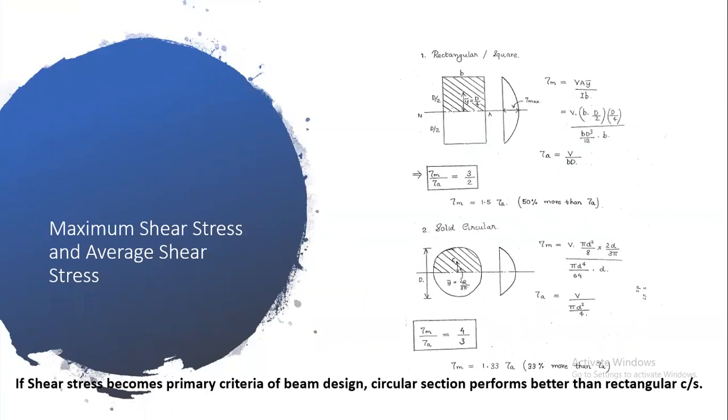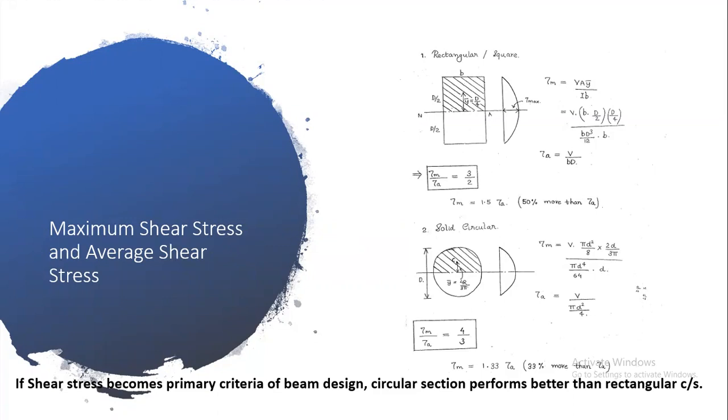As I have mentioned, beams are generally designed not for maximum shear stress, but only for average shear stress. Now, if we compare two kinds of section, a rectangular section and a circular cross section, and see the relation between the average shear stress and the maximum shear stress developed in both, we can say that in a rectangular cross section, the maximum shear stress is 1.5 times the average shear stress, for which the beam is generally designed. That is, the maximum shear stress is 50% more than the average shear stress.